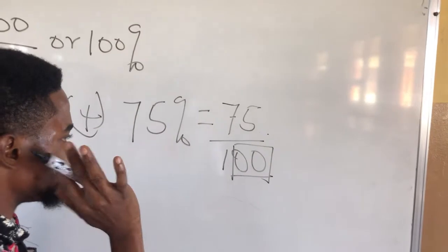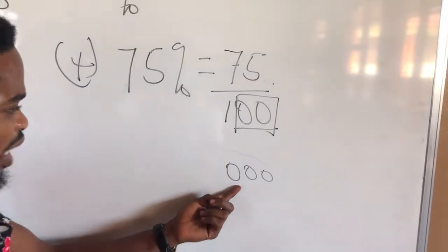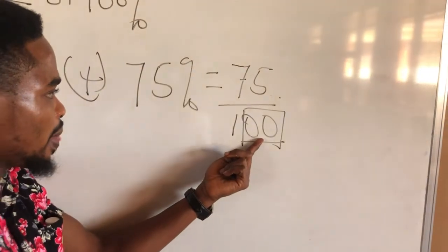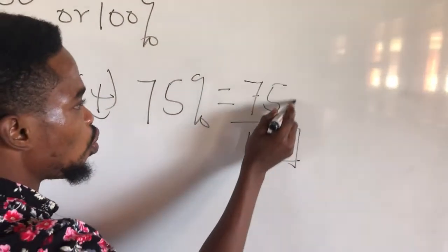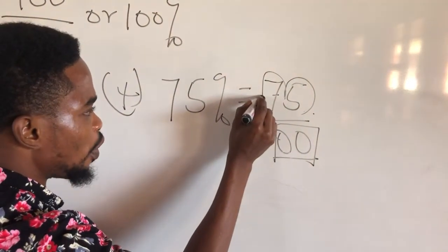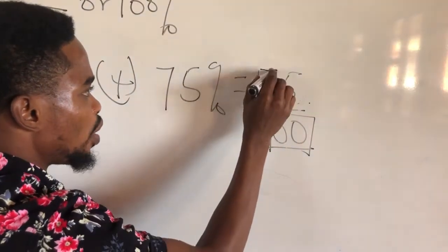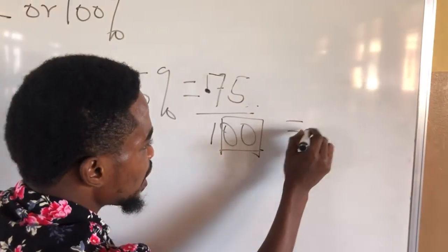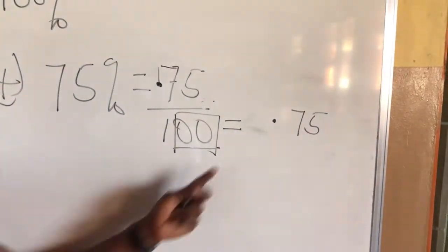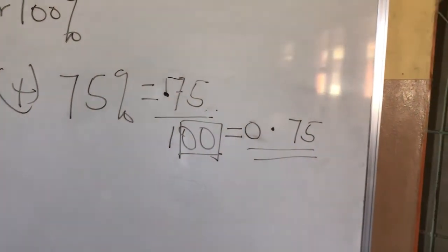From 1 to 2. If the zeros are 3, we start counting 1, 2, 3. But we have only 2 zeros here, so we count only 2. So 1, it doesn't stop there. 2. Then we bring our decimal point here. Then we can claim this one, because we have achieved our aim at the end of the day. So I come here, 0.75, and I bring the 0 here to look beautiful. This is my final answer.